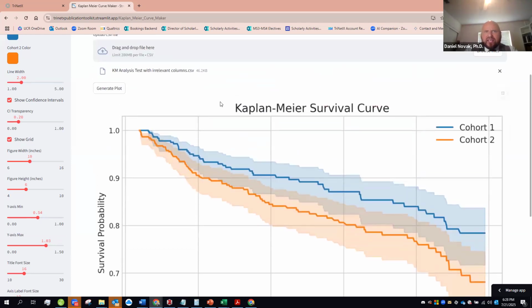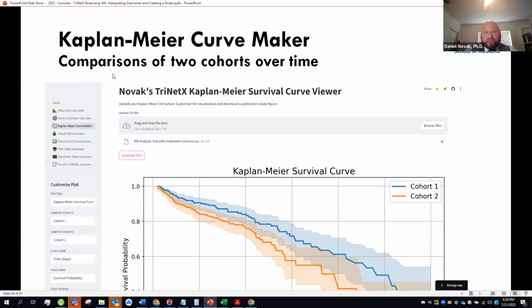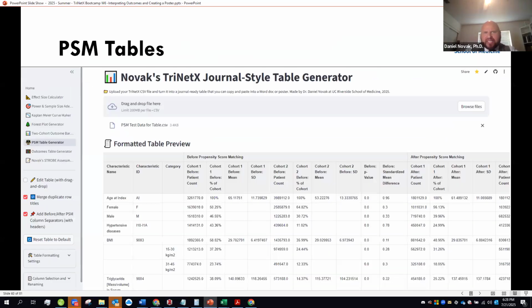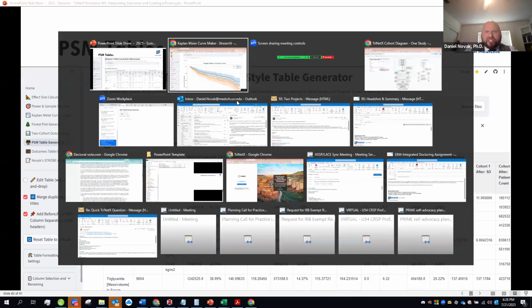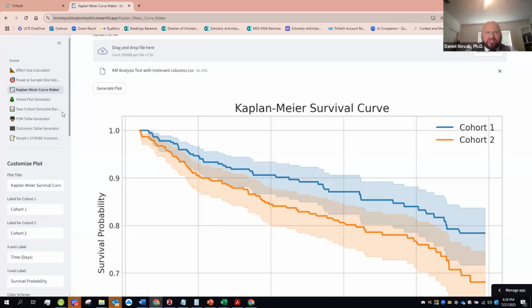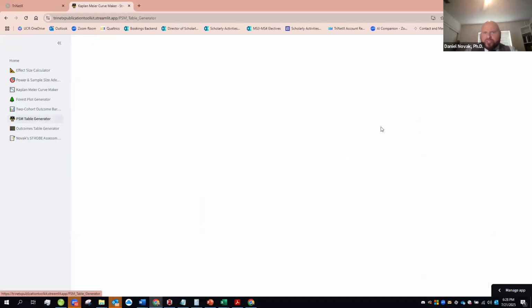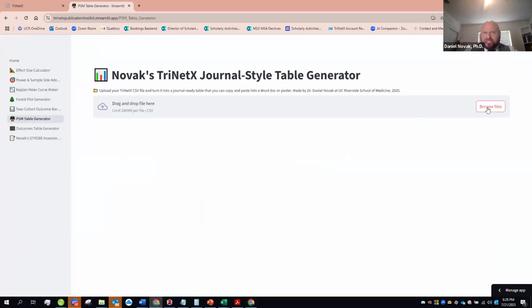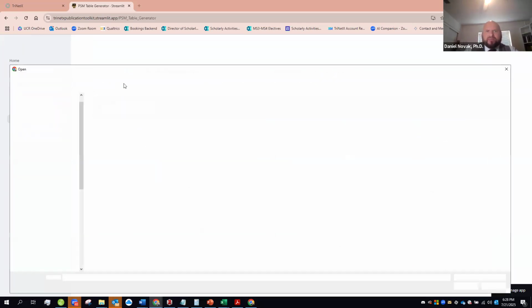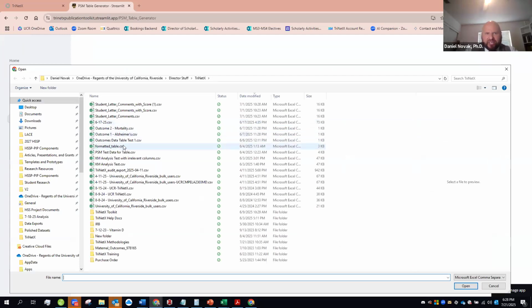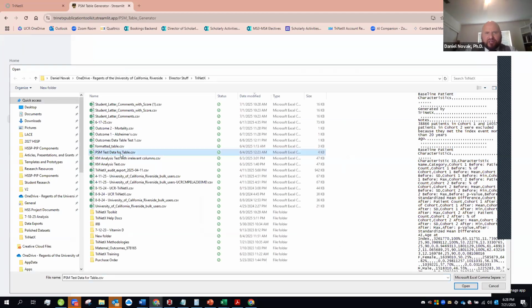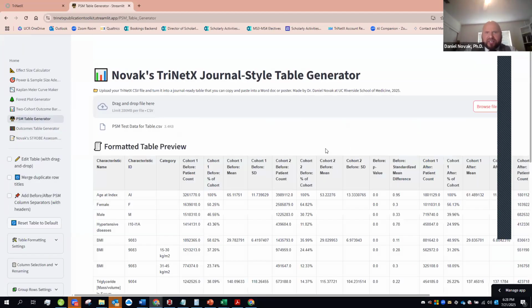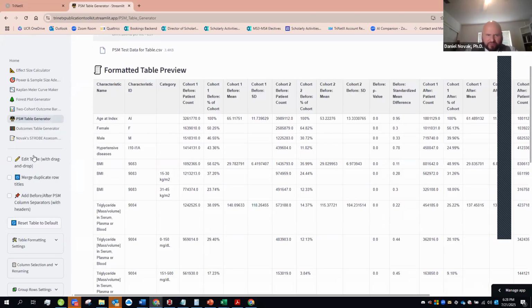So these are great for comparisons of two cohorts over time. Again, earlier we were talking about propensity score matching tables and being able to use your outputs. If you use this tool, you can upload your propensity score matching data directly from TriNetX, the table that comes out of there. Remember the baseline cohort information.